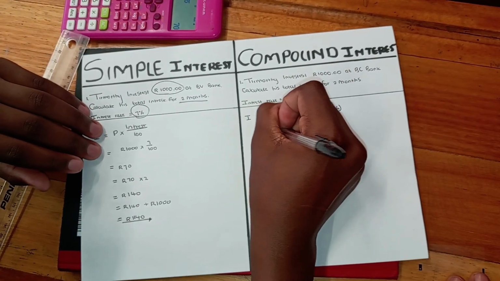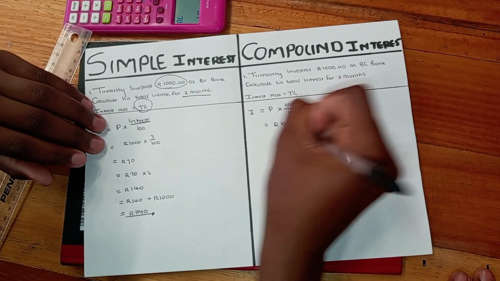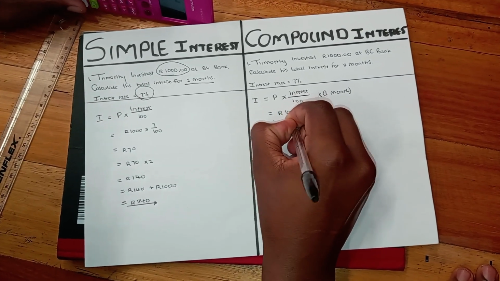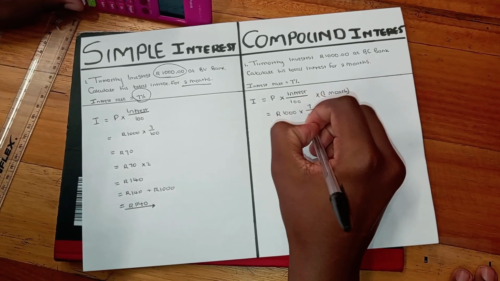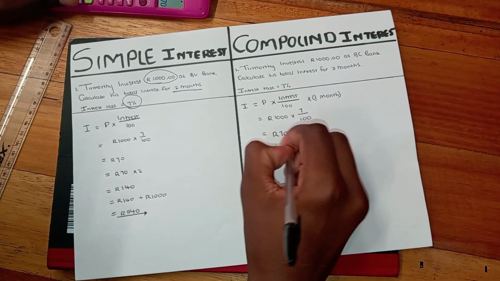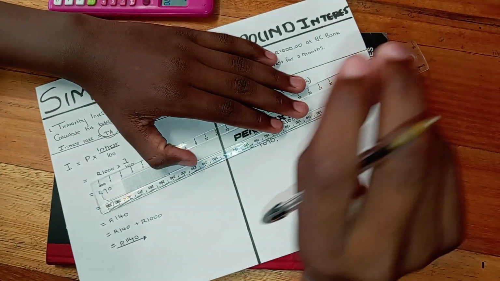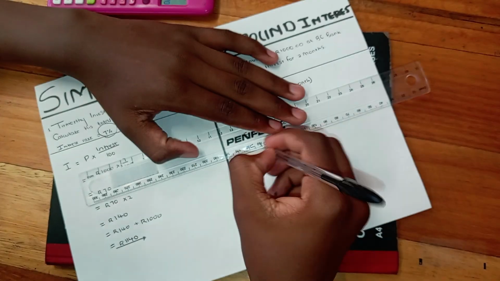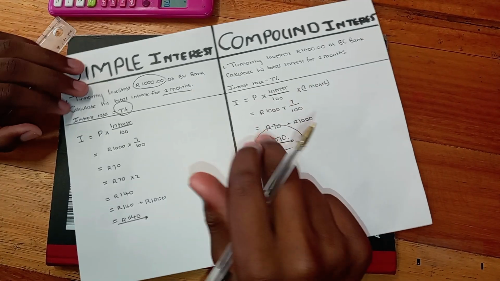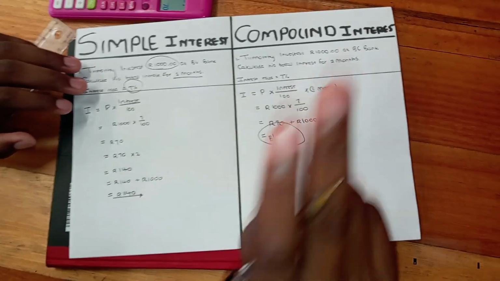For month one, our principal amount is 1,000 rand multiplied by 7 over 100, which equals 70 rands, plus 1,000 is equal to 1,070. Since this is compound interest, it means that interest is calculated on interest. So for month two, we're going to calculate interest using this amount. So 1,070 rands is now going to be our principal amount for month two.